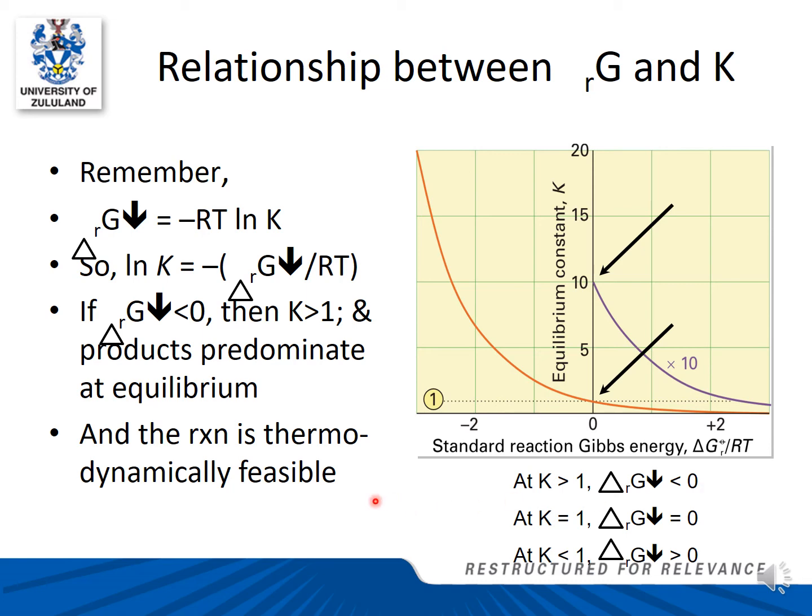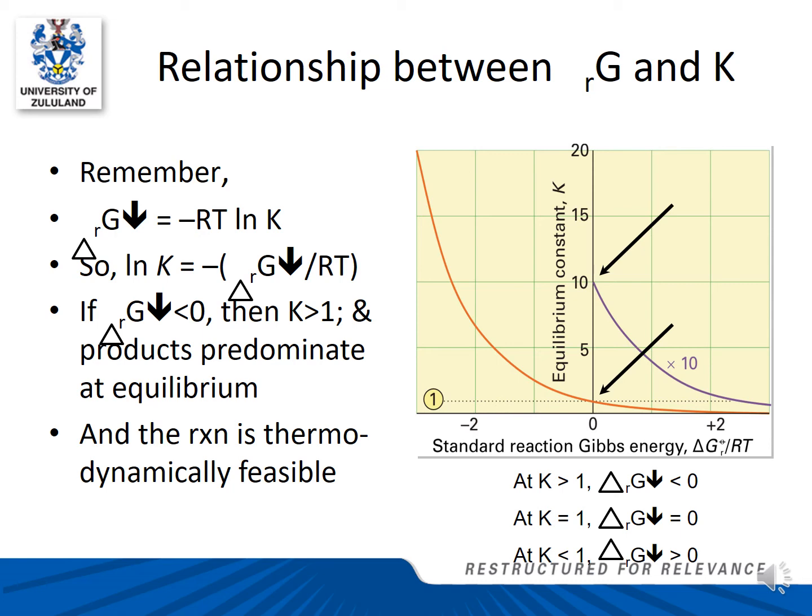If the value of K is equal to 1, it means that the value of ΔrG will be equal to 0. Perhaps we can try to put the ln of 1 in this equation. The ln of 1 is equal to 0. If you say 0 multiplied by RT, this ΔrG will be equal to 0. So if K is equal to 1, it means that our reaction is at equilibrium.